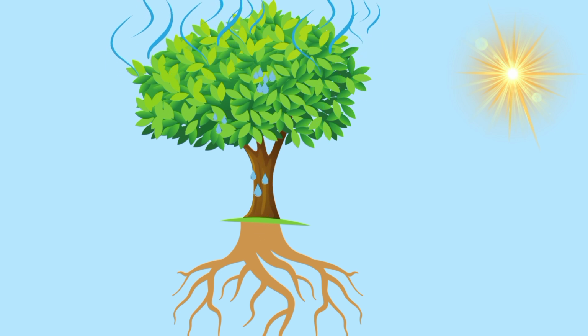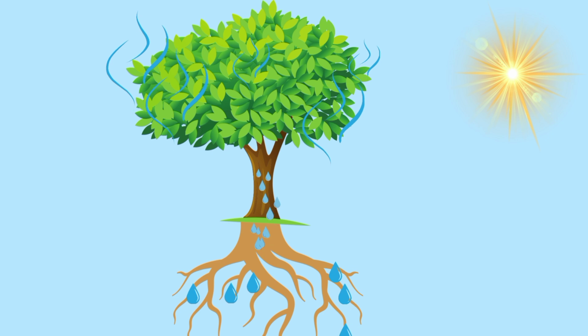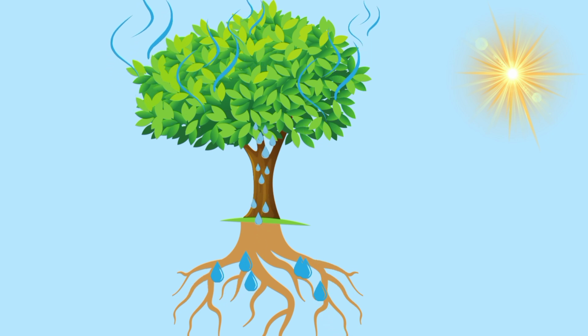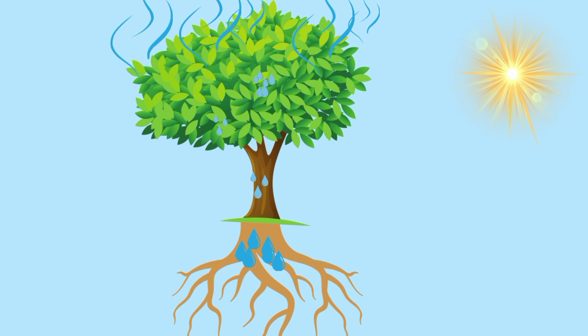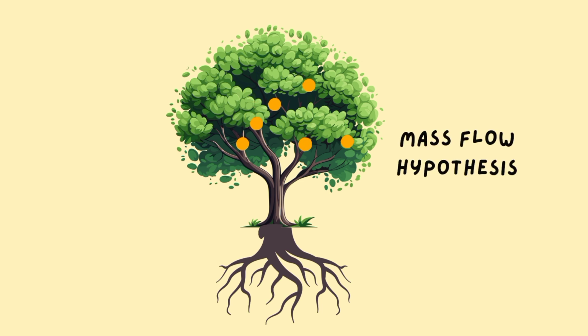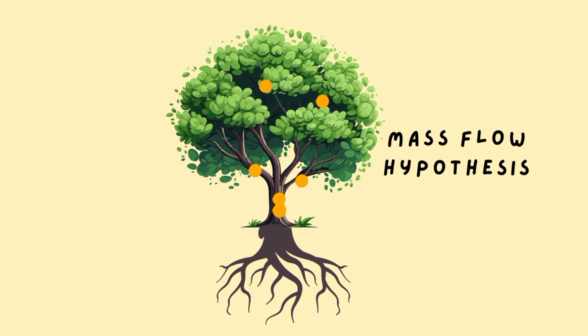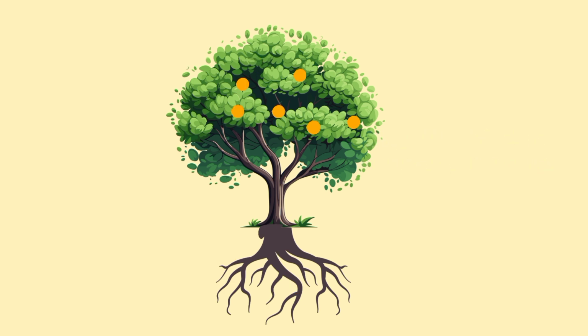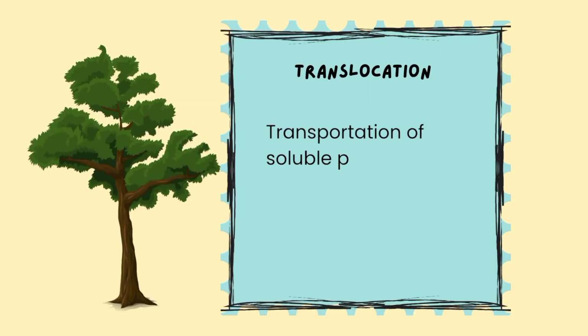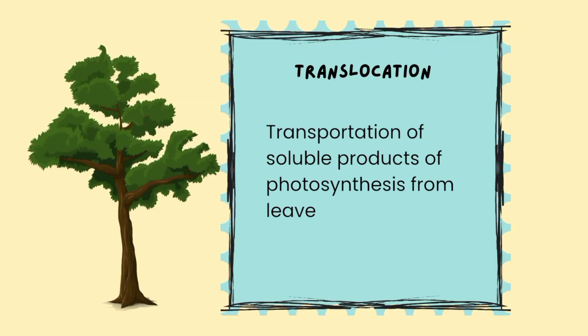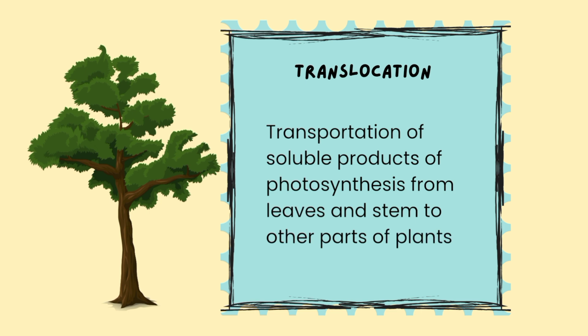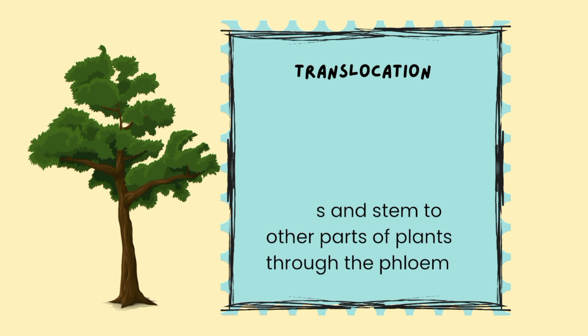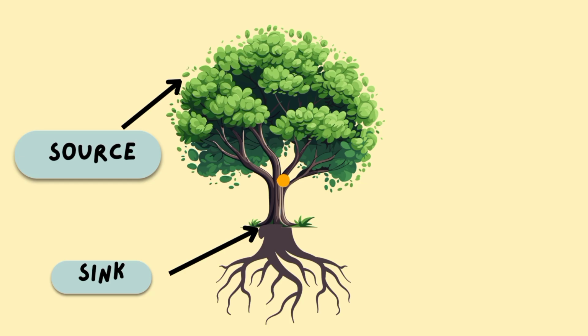While the transport of water in xylem is driven by transpirational pull and root osmotic pressure, the movement of sugar and other organic substances is best explained by what is known as the mass flow hypothesis. This hypothesis seeks to explain the process of translocation. Translocation is the transportation of soluble products of photosynthesis from leaves and stem to other parts of the plant through the phloem. Translocation moves sugar from the source to the sink.